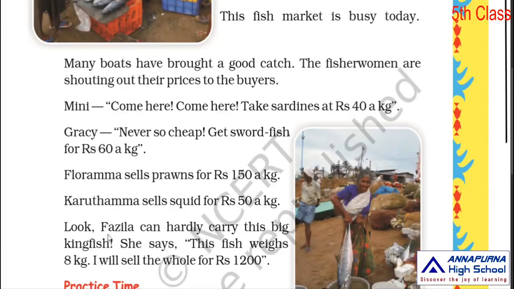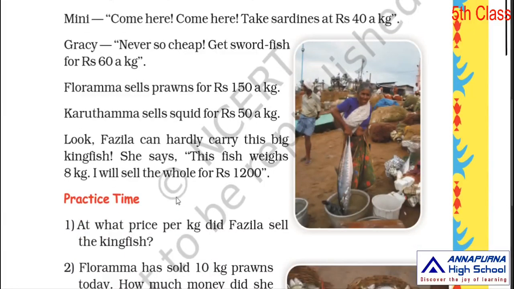Look at Fazila, who can hardly carry this big kingfish. She says, this fish weighs 8 kgs. I will sell the whole. I will sell the whole means it's the 8 kgs fish, whole for 1200 rupees. That is 1200 rupees.